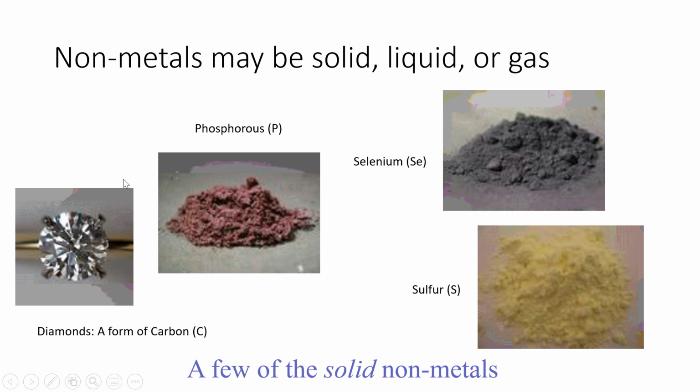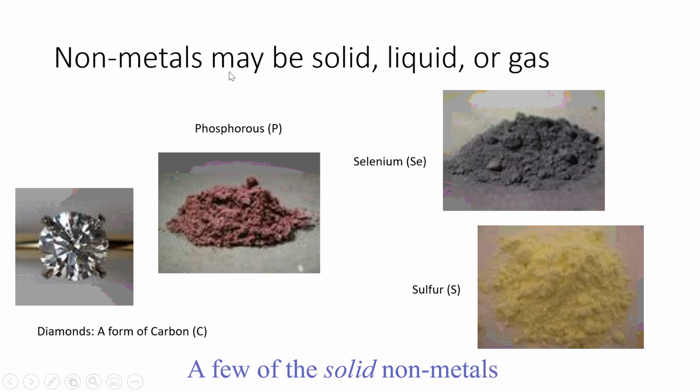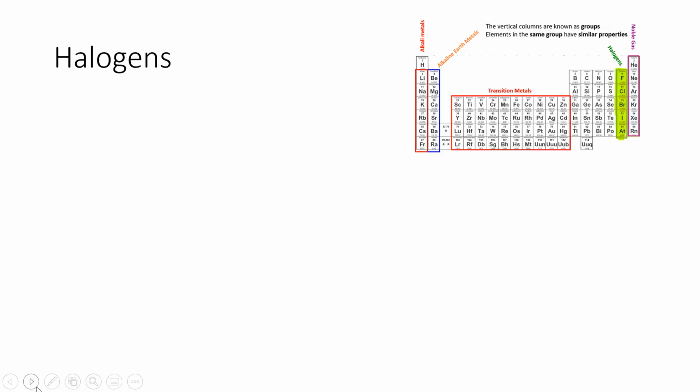And over here on the non-metal side, let me go back to this visual. So the non-metals are up here on the upper left, remember? And non-metals could be solid, liquid, or gas. So their state of matter can vary. I've included some pictures here of some of the non-metals that are solids at room temperature. So carbon is a non-metal, phosphorus, selenium, sulfur, they're all non-metals.